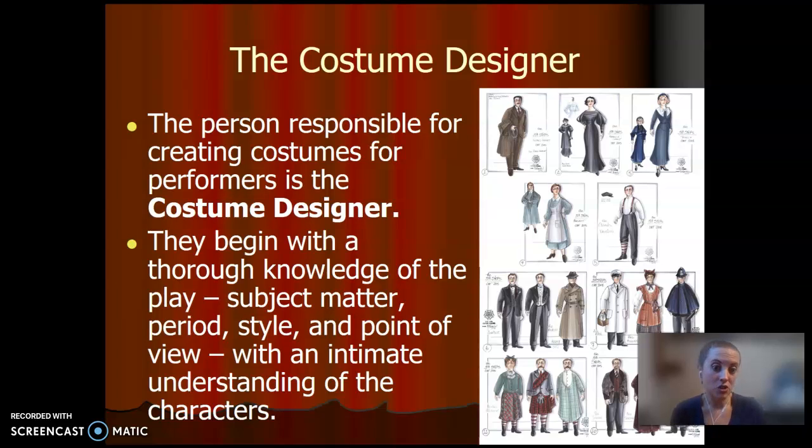Every character has a certain level of affluence. They may be able to afford some things. They may have to make their own clothes. They also have specific things that they're going to be doing that day. So you dress for your job. The costume designer has to be familiar with all of it, know each character inside and out, so that they can choose what that character would really wear.